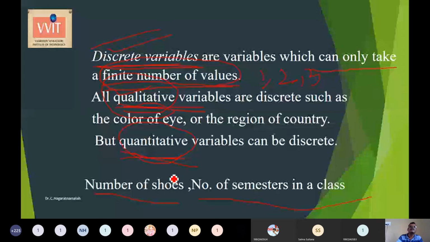Again, continuous variable. In a discrete variable, it takes only a finite number of values, whereas here it takes an infinite number of values. If a variable can take an infinite number of values, then we call that one a continuous variable. Now, let us see examples for the continuous variable. The time it takes to travel to university. When we move from your place to the university, the time you take to reach the university is a continuous variable. Say, how many hours do you take to reach the university?